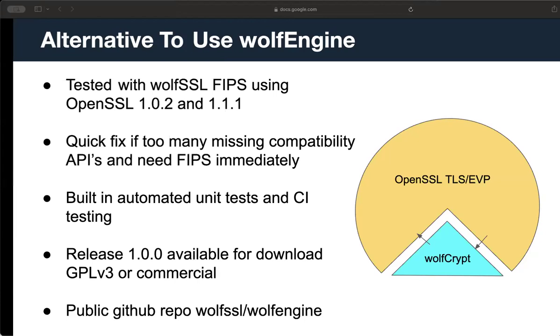There's the potential that you run into a couple. With a lot of the projects that we've been doing recently, it's only been a handful of APIs that need to be added, since we have so many of the more common APIs already mapped down. wolfEngine has built-in automated unit tests and continuous integration testing that we do. There are releases available for download that are GPLv3 or commercial. It's up on our public GitHub repository, or you can see it on our download page.